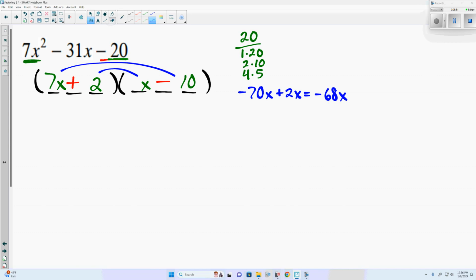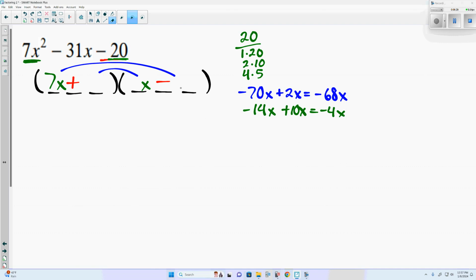Is that the middle term we wanted? No. So we could switch to 4 and 5. We could also switch to 10 and 2 and see if that changes anything. Yeah, so 7x times negative 2 would be negative 14x. 10 times x is plus 10x, giving us negative 4x. So if the numbers in front of the x's aren't the exact same, flipping the other numbers will change the value. So that didn't work.